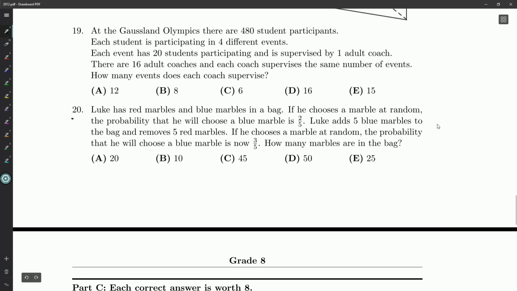In this video we're looking at question 20 on our 2012 Gauss paper. Luke has red marbles and blue marbles in a bag. If he chooses a marble at random, the probability that he will choose a blue marble is 2/5, 2 out of 5. Luke adds 5 marbles to the bag and removes 5 red marbles. If he chooses a marble at random, the probability he will choose a blue marble is now 3 out of 5. How many marbles are in the bag?